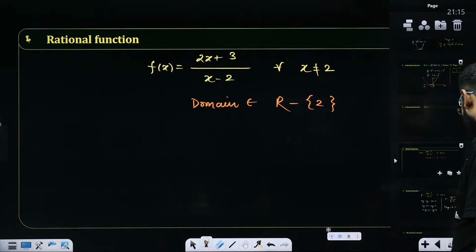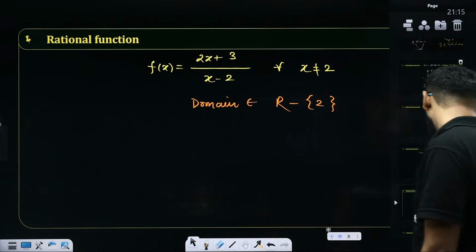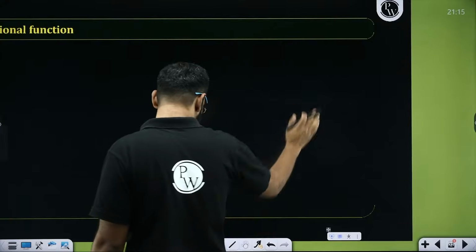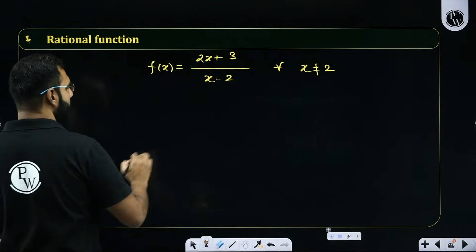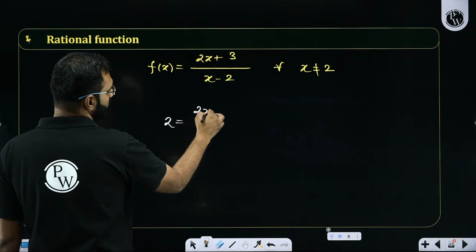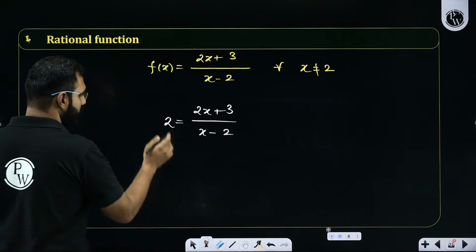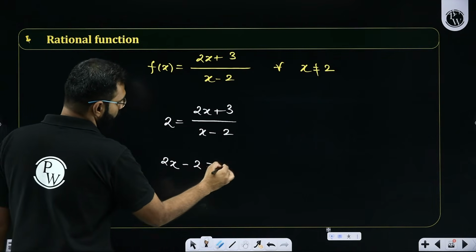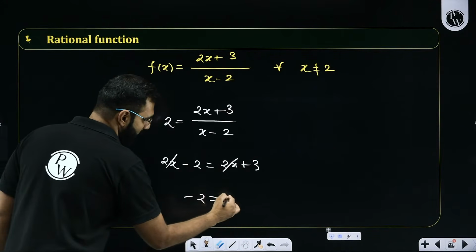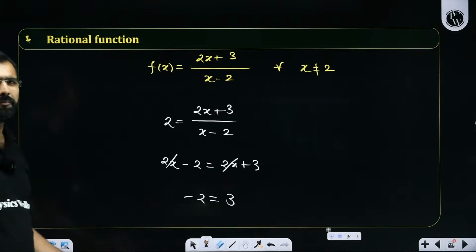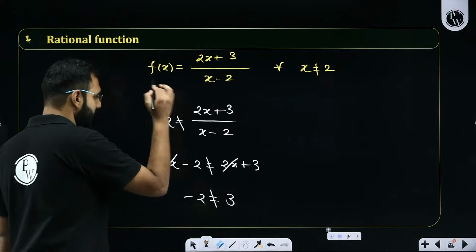So do you really think that 2 cannot be taken? Yes. Why? Let me prove it. I am saying that y cannot be 2. If you believe that y can be 2, let me prove it wrong with this simple example. Let's say y is 2. So if y is 2, it means (2x plus 3) upon (x minus 2) can be 2. So if x minus 2 is brought here, 2x minus 4 is equal to 2x plus 3. So 2x minus 2x is 0, so what you have proven is minus 4 is equal to 3. That's impossible, sir. That's mathematically incorrect.